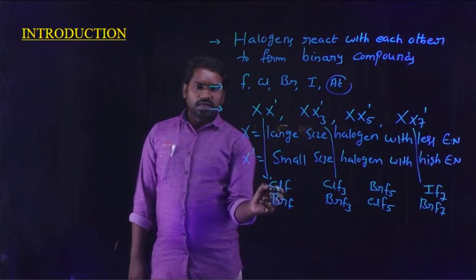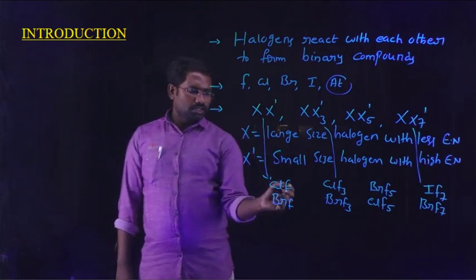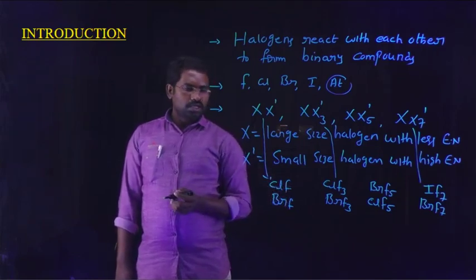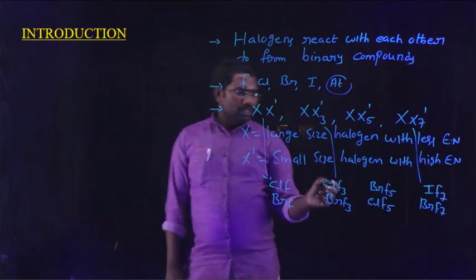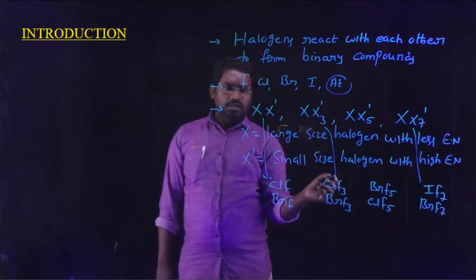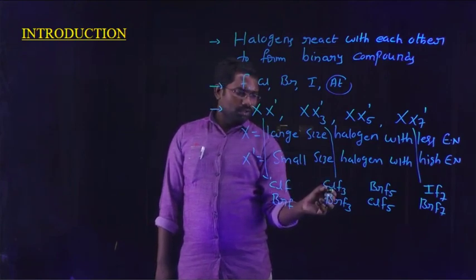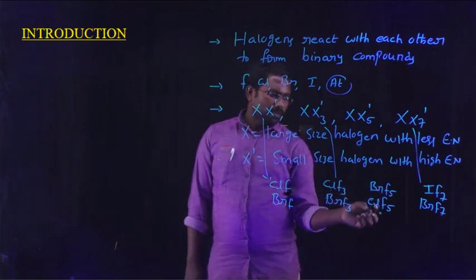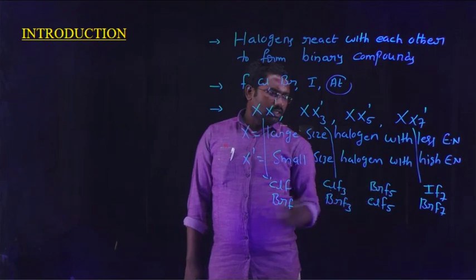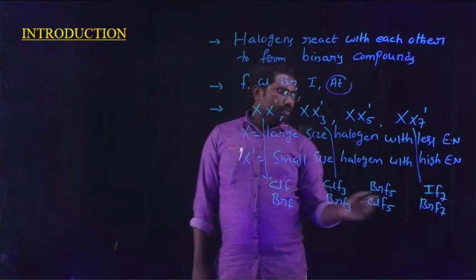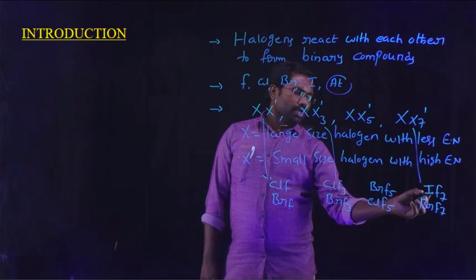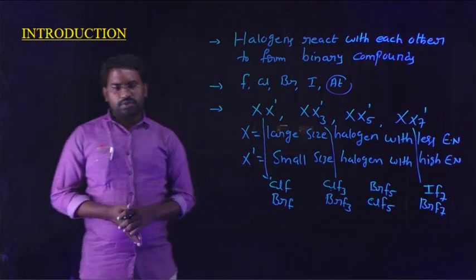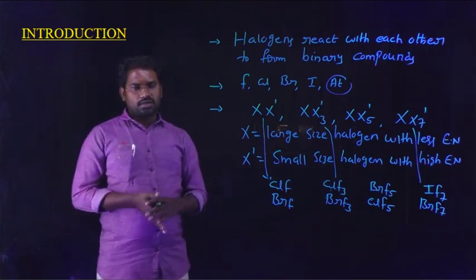That means it has a large atomic size. In case of ClF, chlorine has a larger atomic number than fluorine. That's why chlorine is the large size halogen. In case of XX3' type, ClF3 is the best example; in that also, chlorine is larger than fluorine. Here also in XX5' type, BrF5, Br has the larger atomic size than fluorine. In IF7, iodine also has a large size compared to fluorine. So these are the four classifications of interhalogen compounds. So what is X and what is X'?